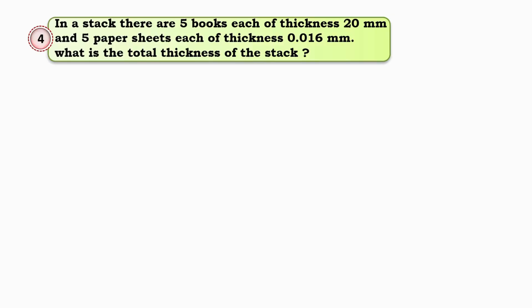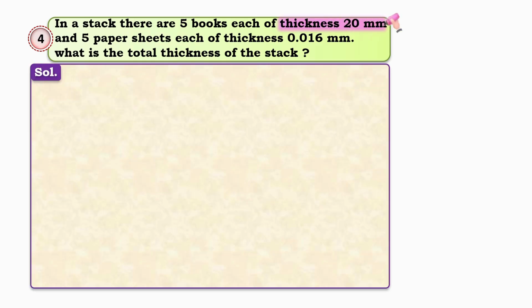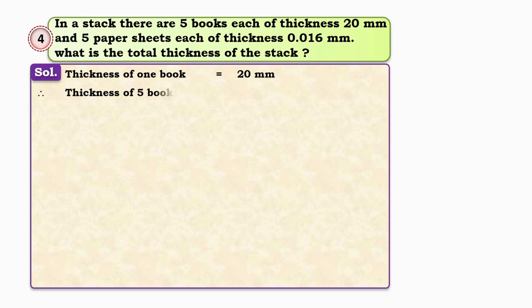Now here comes a word problem. In a stack there are 5 books, each of thickness 20 millimeter, and 5 paper sheets, each of thickness 0.016 millimeter. What is the total thickness of the stack? So each book thickness is 20 millimeter. So we need to find out total 5 books thickness, that is 5 into 20, that is 100 millimeter.